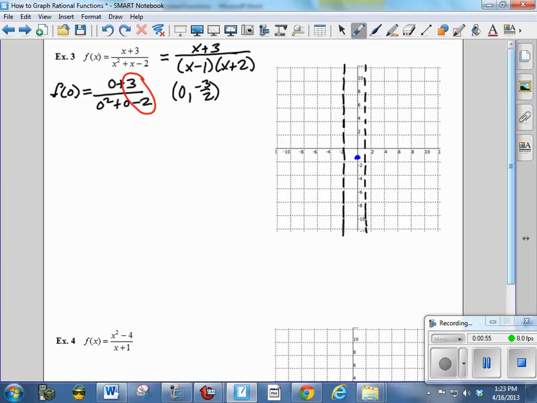An x-intercept occurs when the numerator equals 0. Remember, it doesn't matter what the denominator is: 0 over 5, 0 over 10, it's still 0. So x plus 3 equals 0, and so our x-intercept is negative 3, 0. So we have another key point at negative 3, 0.